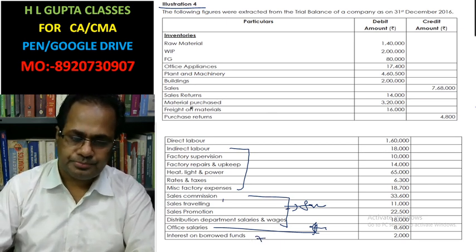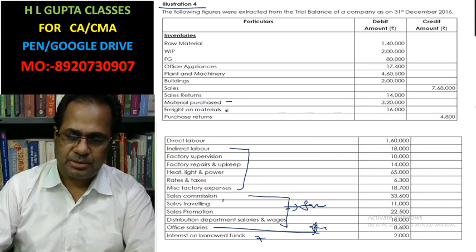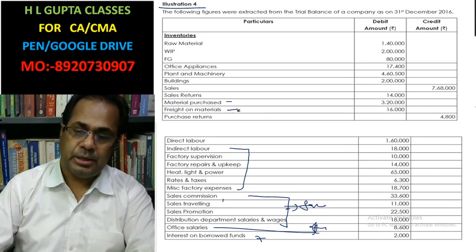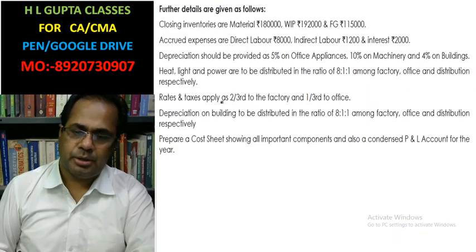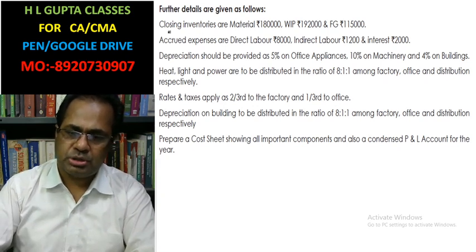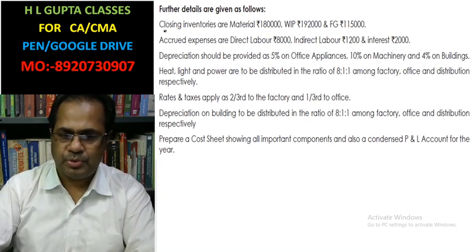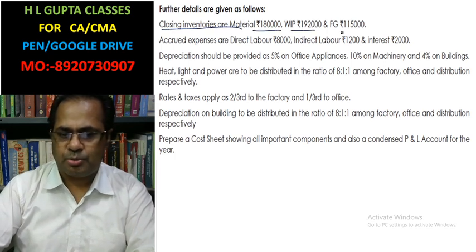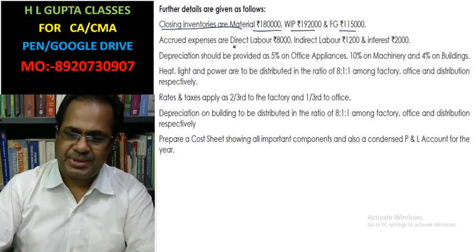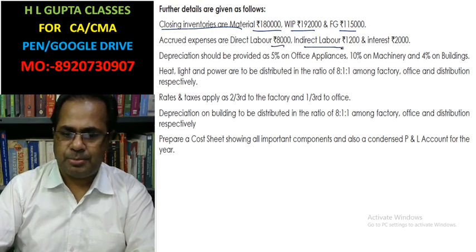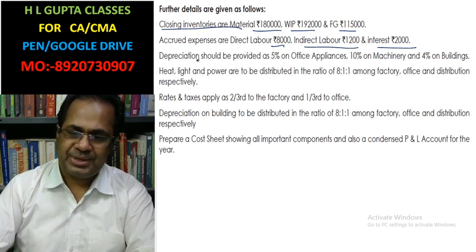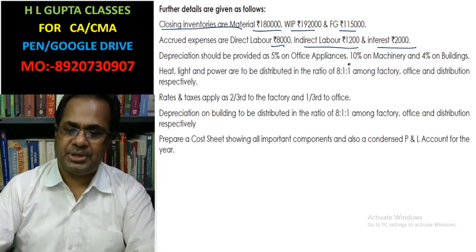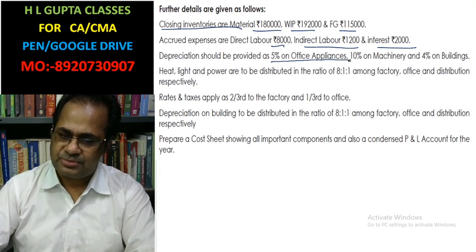Now, material purchase and freight on material are included in the cost of the material. Material return will be subtracted. Now closing work in progress and closing inventory of the material are given here: 1,80,000, work in progress, finished goods. Accrued expenses of direct labor are 8,000, indirect labor 12,000, interest 2,000. Depreciation should be at 5% of office appliances, 10% of machinery, and 4% of buildings.